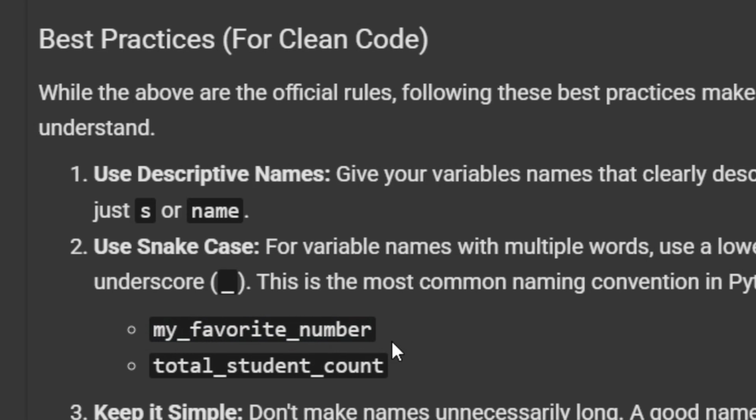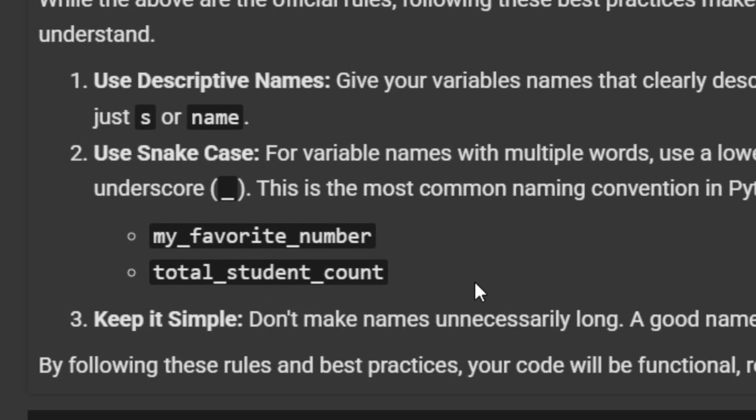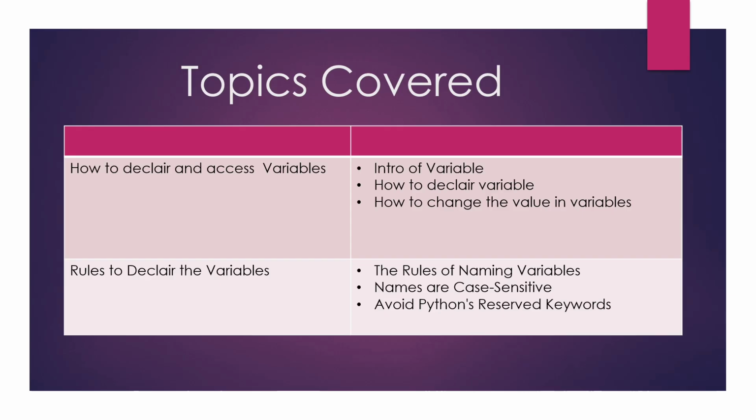One more best practice I want to show you. Whenever you are going to declare a variable, make it in snake case. What is snake case? This is all in lowercase, and after one word use an underscore: my underscore favorite underscore number. This is called snake case. This looks very professional when you are writing any code in Python.